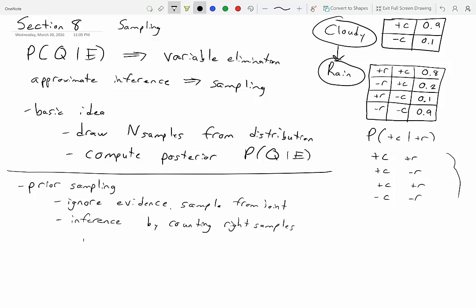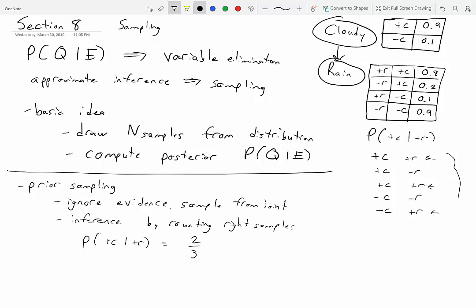So since I want to compute the probability of plus C given plus R, what I do is I only look at samples that have a plus R. So that's this one and this one. I'm actually going to add another just to make everything a little nicer. And let's say I also have that. So this is also plus R. And I see how many of them are plus C. Well, 2 of them are, out of a total of 3, because there's 3 plus R's. So that's prior sampling.